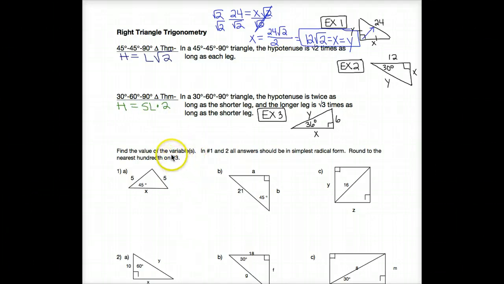Okay, great. So we've got that. Then it says the longer leg is radical 3 times as long as the shorter leg. So long leg equals short leg times radical 3.